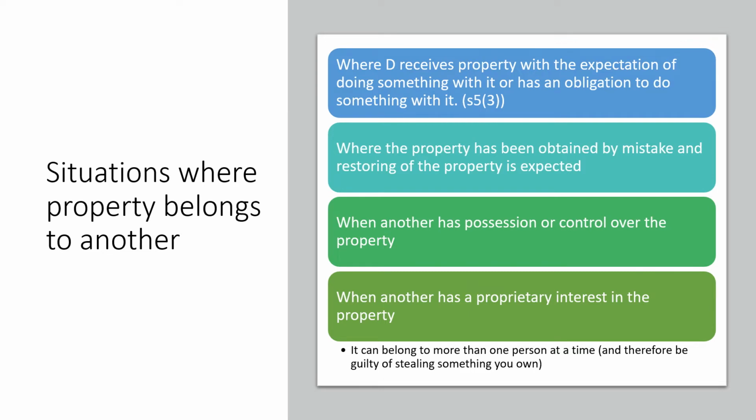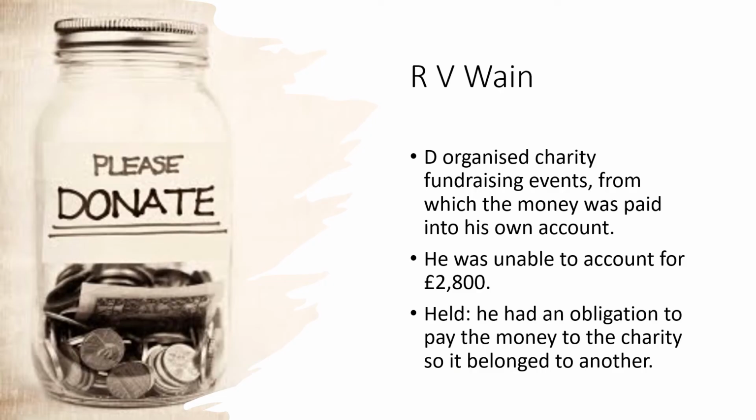Now it can be, as we say, that it belongs to more than one person at a time, and therefore you can be guilty of stealing something that you do own. So in Wayne, the defendant organised charity fundraising events from which the money was paid into his own account. Now he was unable to account for £2,800, and in this case it was held he had an obligation to pay the money to the charity, so it belonged to another.